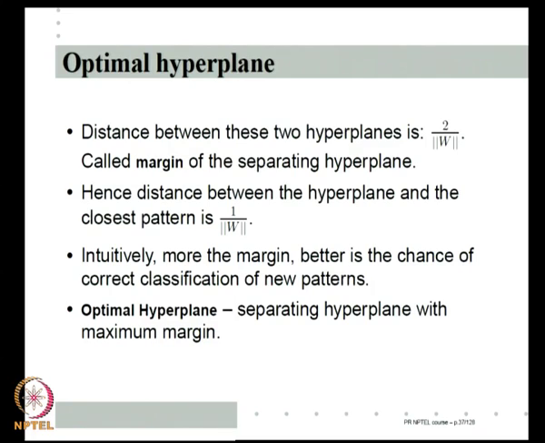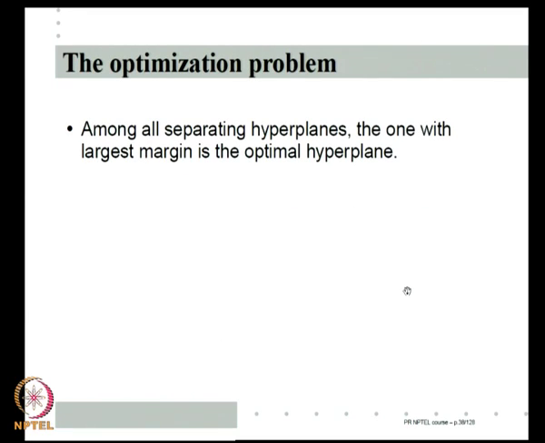So, we want to find a separating hyperplane W comma b for which 1 by norm W is maximum, or norm W is minimum, or norm W square is minimum, or W transpose W is minimum. I want to maximize the margin, so I have to maximize 1 by norm W, which is the same as minimizing norm W, or minimizing norm W square. So, I essentially want a separating hyperplane for which the margin is maximum or W transpose W is minimum. Let us formulate this. Among all separating hyperplanes, the one with the largest margin is the optimal hyperplane.